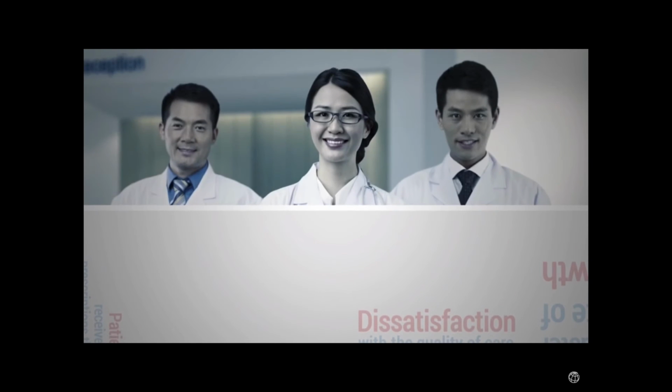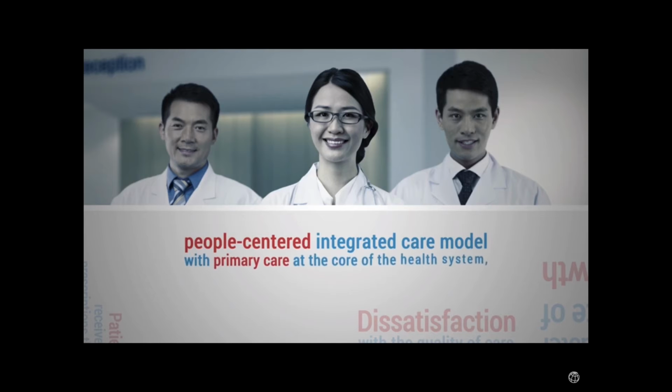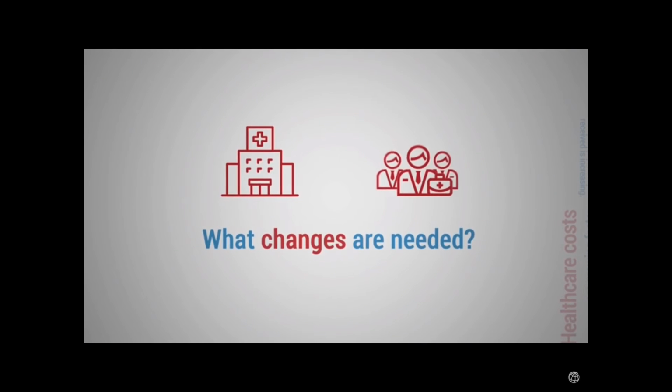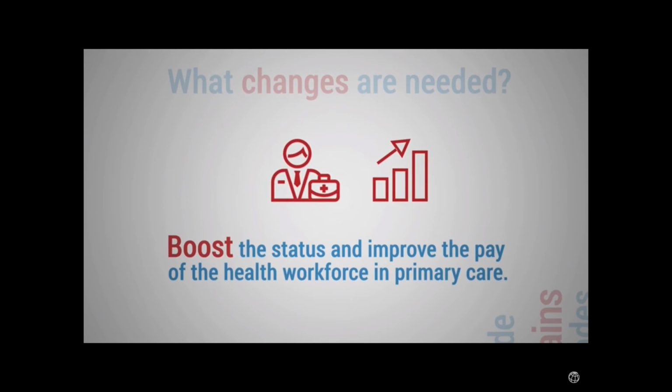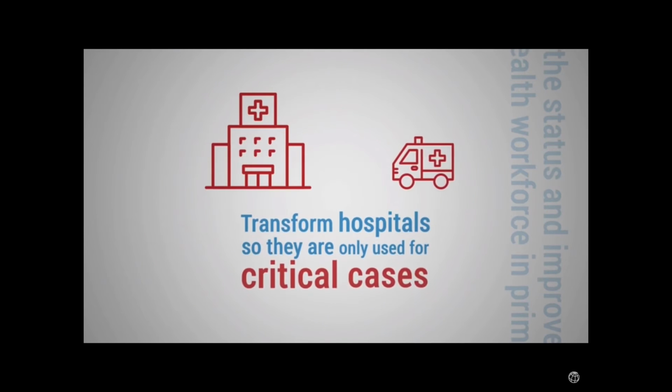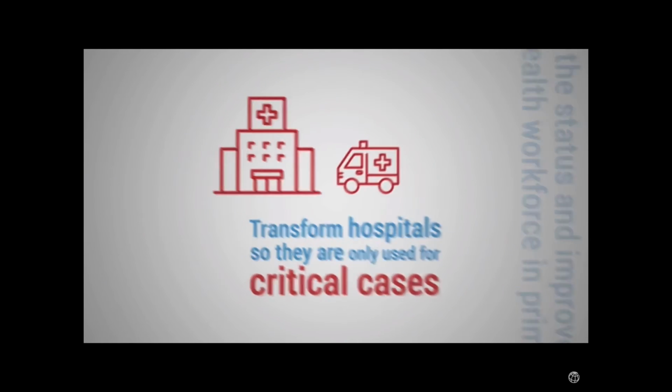A shift to a people-centered, integrated care model, with primary care at the core of the health system, will help improve services and increase savings. What changes are needed if primary care is to become the centerpiece of China's healthcare system? Boost the status and improve the pay of the health workforce in primary care. Transform hospitals so they are only used for critical cases.